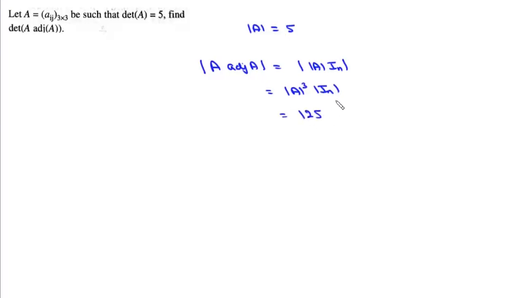Now here the question is, if A is a 3 cross 3 matrix such that determinant of A is 5, then we need to find determinant of A into adjoint of A. Now we know that A into adjoint of A is determinant of A into In. Now determinant of A is some constant, so it will be determinant of A cube into determinant of In. Now determinant of A cube will be 125 and determinant of I is 1. So determinant of A into adjoint A will be simply 125.